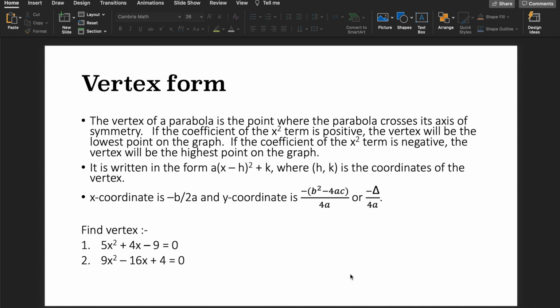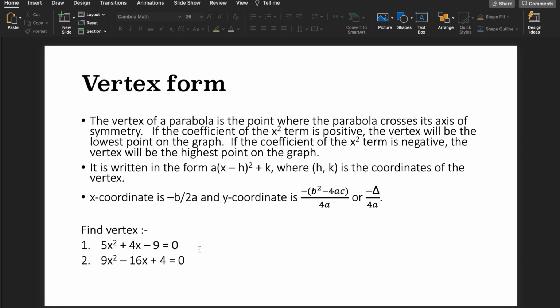Okay, so the next topic is the vertex form. As we previously discussed, the vertex of a parabola is the point where the parabola crosses its axis of symmetry. It's also known as the turning point. If the coefficient of the x squared term is positive, meaning a is greater than 0, the vertex would be the lowest point on the graph, and it would be concave upwards. And if the coefficient of the x squared term is negative, meaning a is less than 0, the vertex will be the highest point on the graph, and it will be concave downwards.